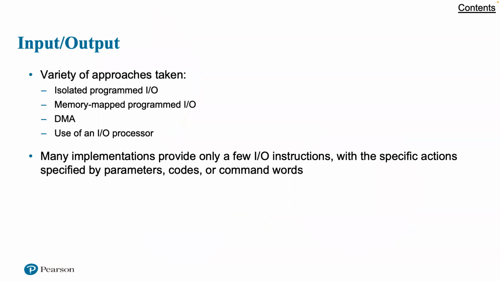For input and output instructions, we know that input and output instructions were discussed in some detail in Chapter 8. As we saw, there are a variety of approaches taken, including isolated programmed I/O, memory-mapped programmed I/O, direct memory access, and the use of an I/O processor. Many implementations provide only a few input-output instructions with the specific actions specified by parameters, codes, or command words.